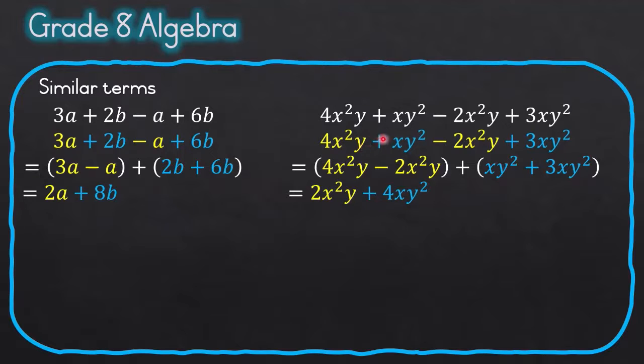Important. Can you see that when I highlight them, I highlight the sign in front of it together? Because if I move this, I have to move the sign with it. If I move this one, I have to move the sign with it.